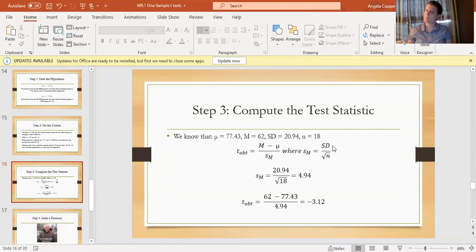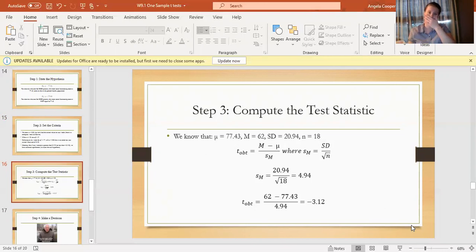With that, here's the formula again that's been mentioned earlier. So we know that our population mean for the general population that was provided was 77.43. We know that the sample mean was 62. The sample standard deviation, since this is a one sample t-test, so we have the sample standard deviation, that was 20.94, and our sample size was 18. That's all the information we need to calculate our t-statistic here.